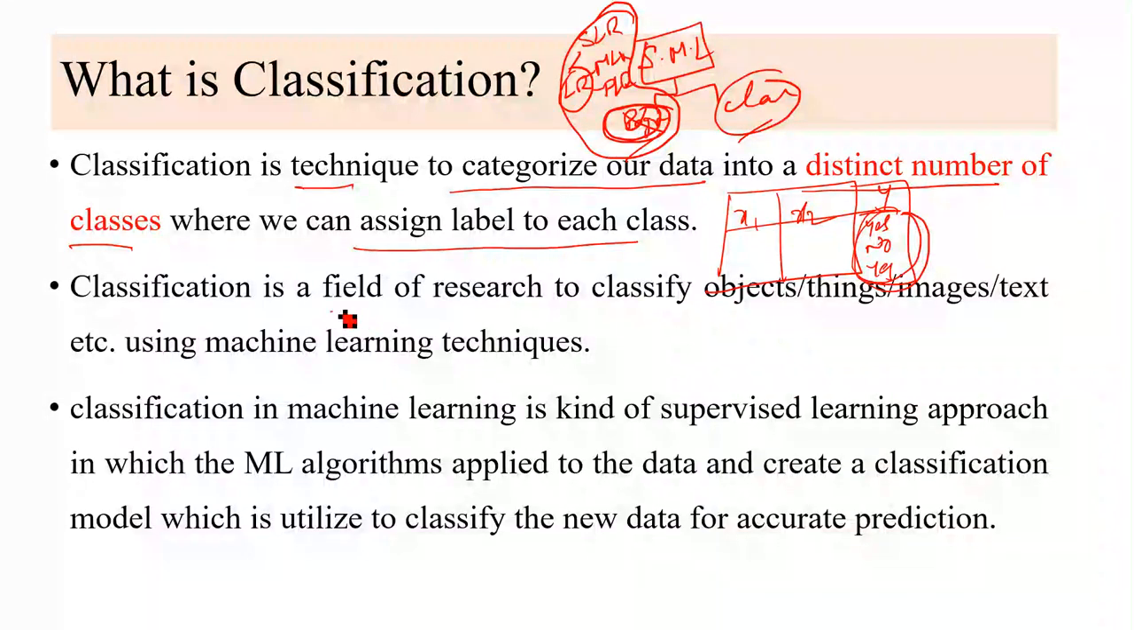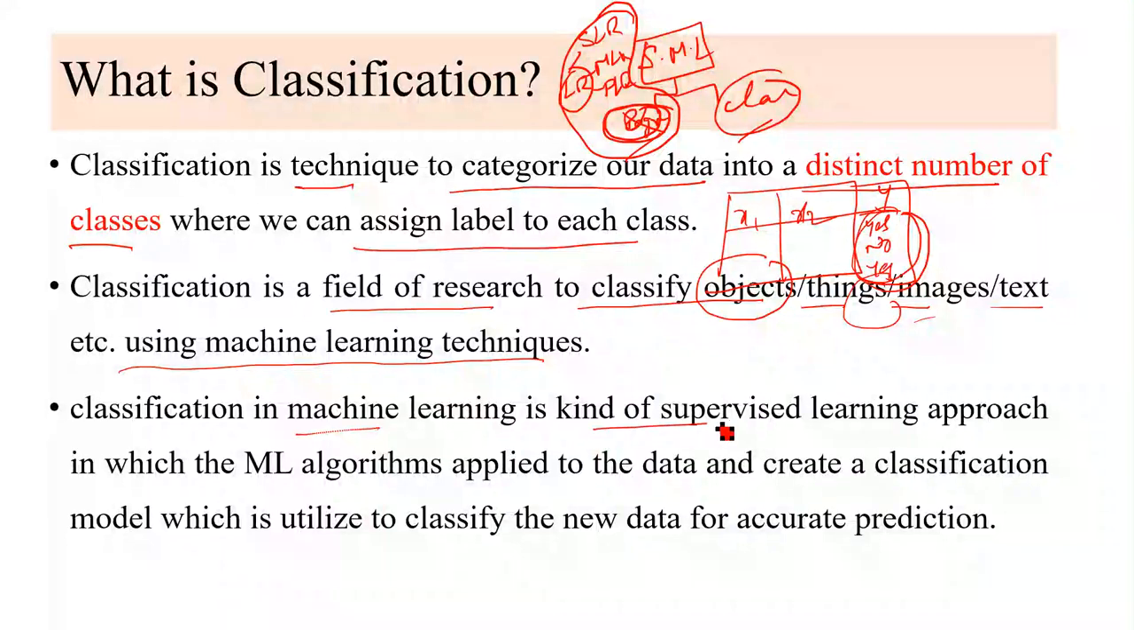Classification is a field of research to classify objects, things, images and text by using machine learning algorithms. Classification in machine learning is a kind of supervised learning approach. Here the machine learning algorithms are applied to the data to create the classification model. That model is then utilized to classify new data for accurate prediction.